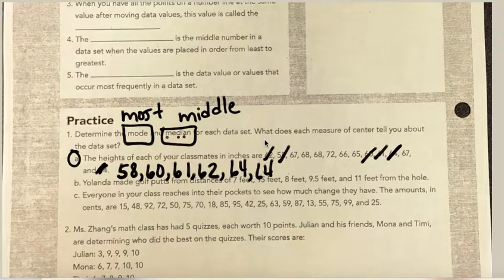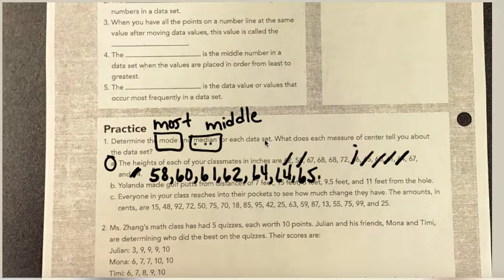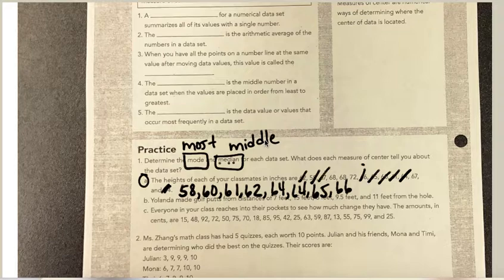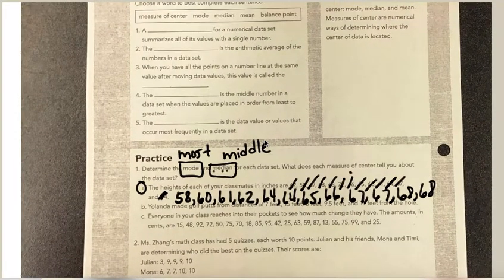And then I'm looking across and I see a 65. I see a 66. I see a 67. Another 67. I see a 68. Another 68. And last, I see a 72.